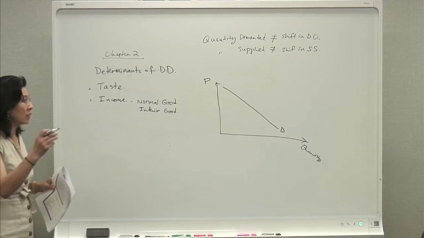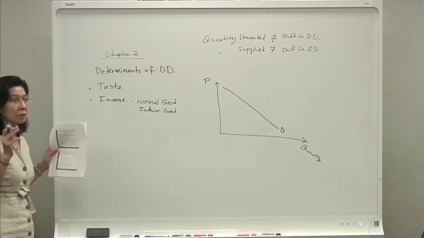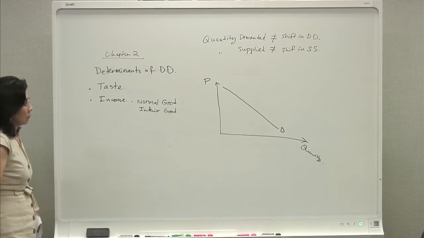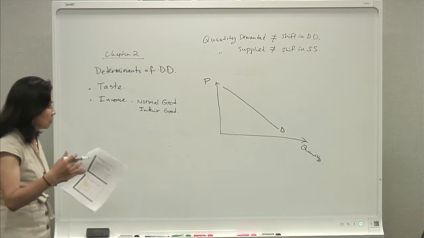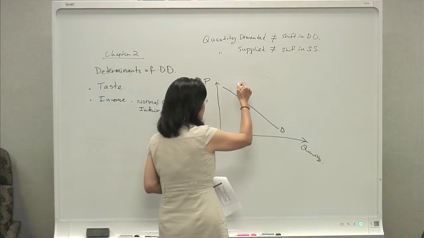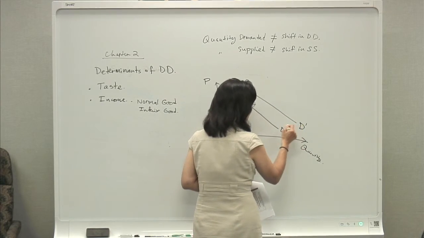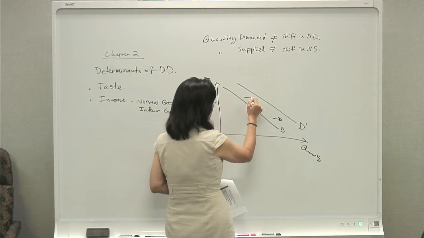So when the movie comes out, there is this trend towards favoring toy dinosaurs. In this case, we say that the demand curve for toy dinosaurs will go up. It will shift to the right, like that.